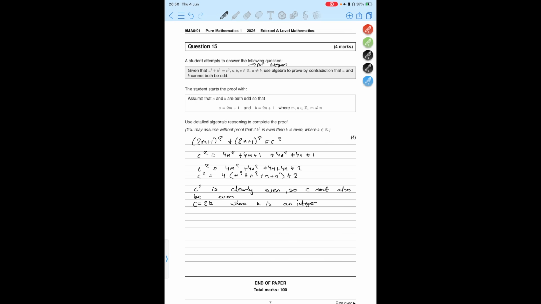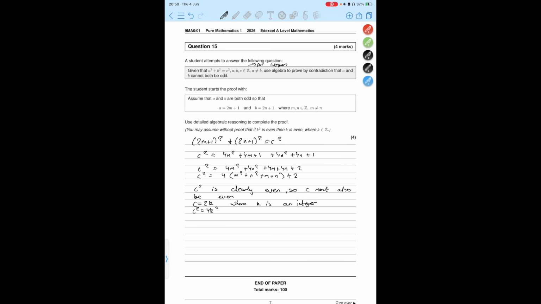So if c is equal to 2k, well, what does that mean? c squared is equal to 4k squared. So we know that c is even, and any even value can be written as 2 times k, where k is an integer, for example. So what does that mean? That means that c squared is equal to 4k squared.